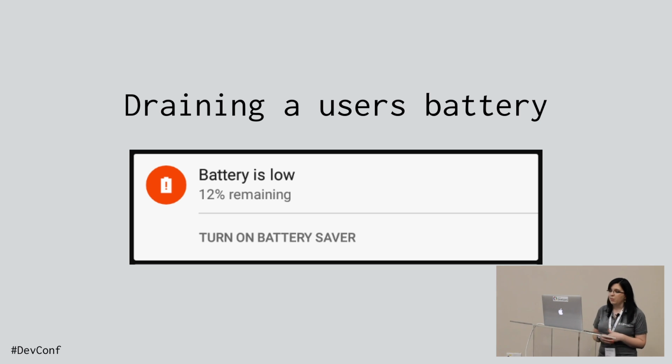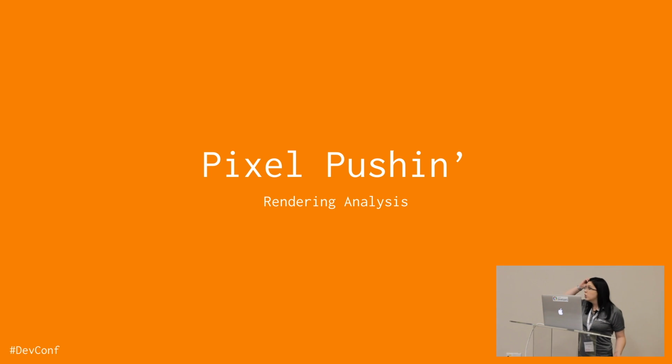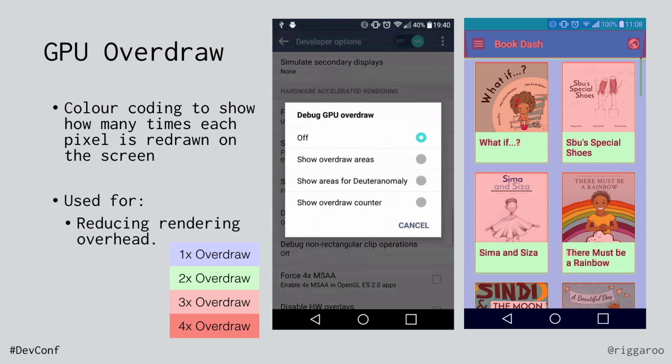So right now we've established what kinds of different performance issues there are. So how do we go about fixing them? The first set of tools that we're going to have a look at is ones that analyze your rendering time. So this is typically things like your actual display to the user. The first tool that we're going to look at is GPU Overdraw.